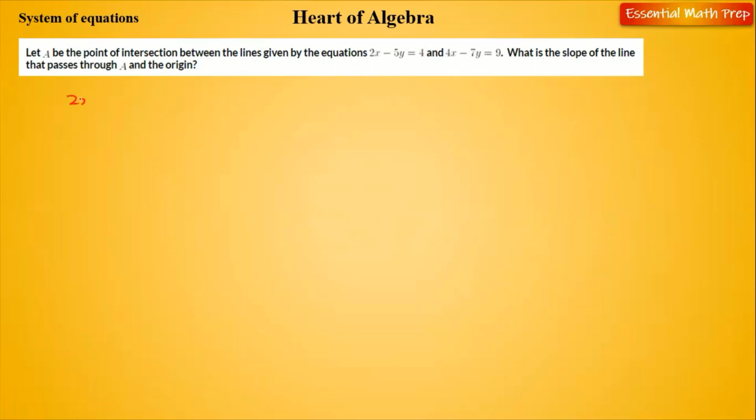So what I'm saying here is 2x minus 5y equals 4, and 4x minus 7y equals 9. Essentially you can convert in terms of x. So 4x equals 9 minus 7y, and x equals (9 minus 7y) over 4. You can use this method.